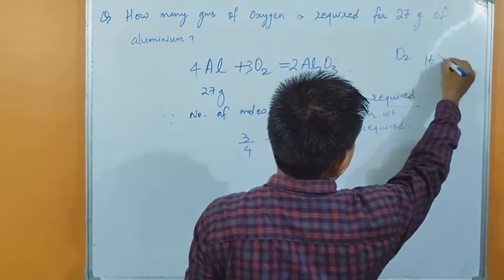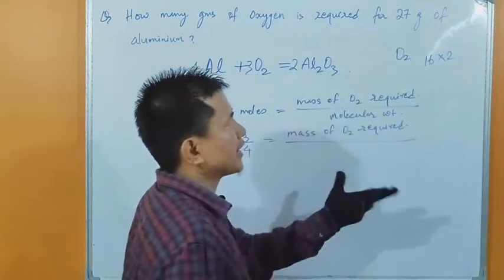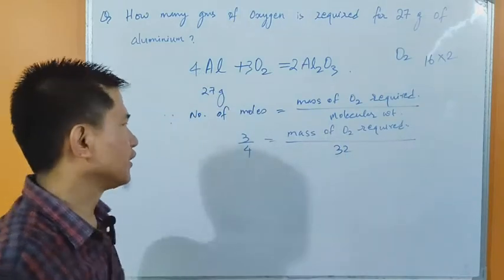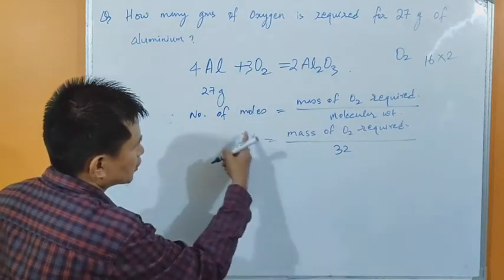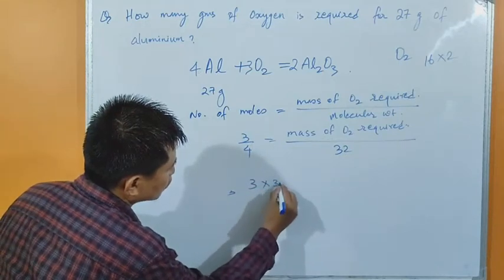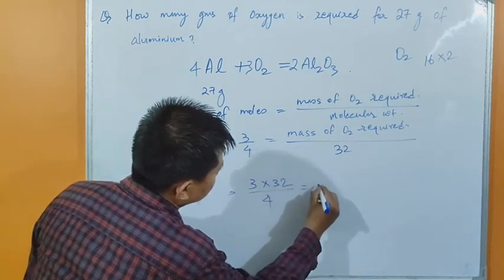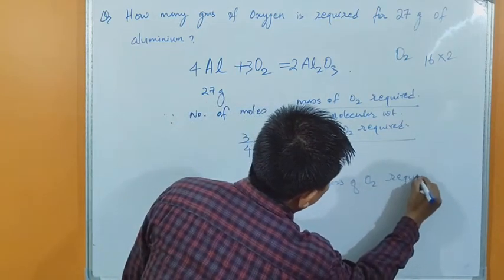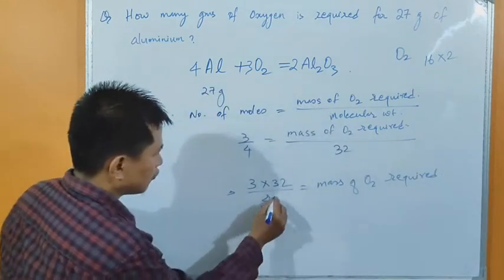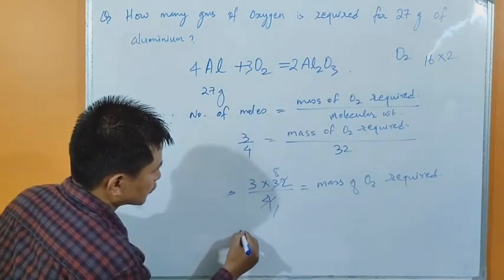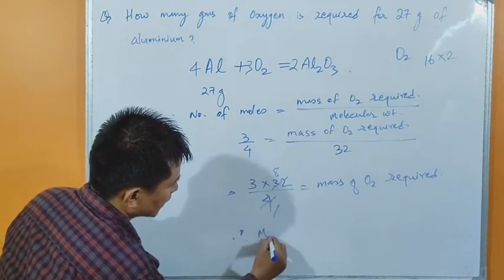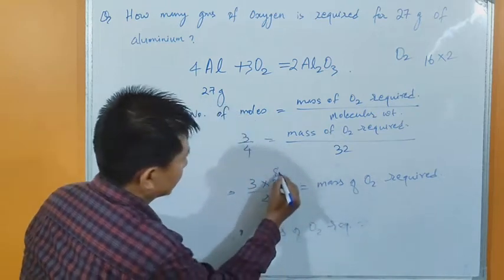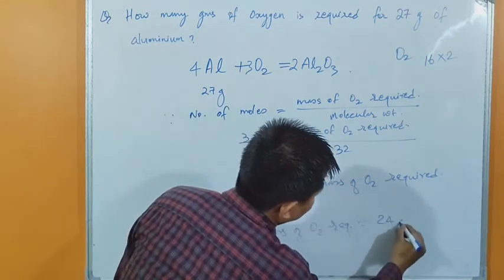Atomic weight of oxygen is 16. Oxygen is a diatomic molecule, so 16 into 2 is 32. 32 is the molecular weight of oxygen. So let us cross multiply this 32 here. 3 into 32 divided by 4 equals mass of O2 required, isn't it? Now 4 on the 4, 4 is the 32. So therefore mass of O2 required equals 8 threes, the 24 gram.